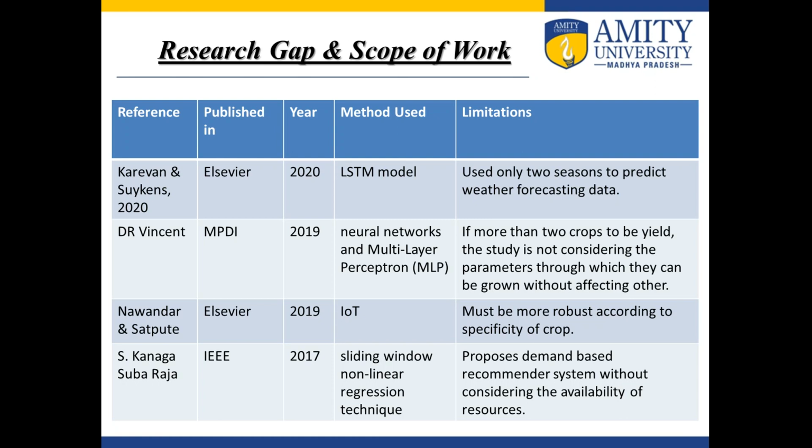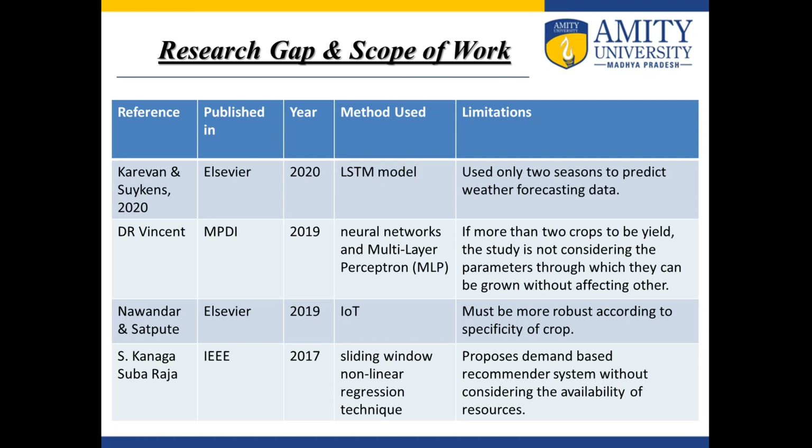The next reference is from Navander and Satpute, from Elsevier, and they explore more of the IoT method here. More sensors are used to take the data, such as temperature, humidity, and an NPK sensor. They are basically taking data in real time, but it must be more robust according to the specificity of the crop. If we are talking about wheat, it must be more elaborate according to that. That is basically the demand of our project.